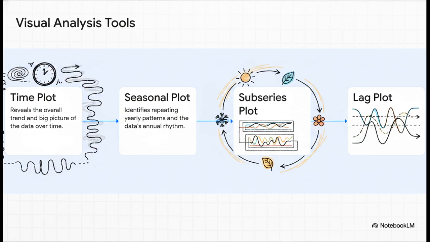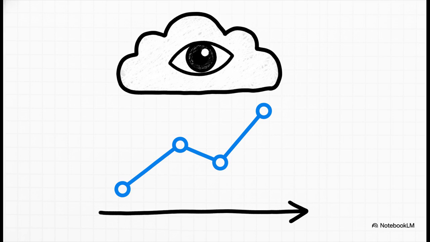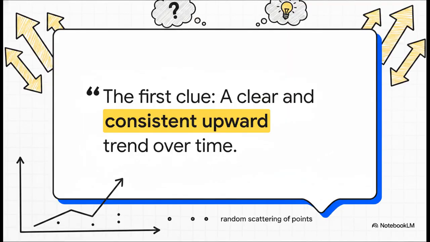We're going to start with a bird's eye view using a time plot. Then we'll zoom in on those yearly patterns with the seasonal and subseries plots. And finally, we'll check for any short-term memory with something called a lag plot. Let's get to it. First up, the time plot. Think of this as our 10,000-foot view. We're just plotting our data points in order, chronologically, to get a feel for the big picture, the overall story that's unfolding over time. And boom, just like that, we have our first major clue.